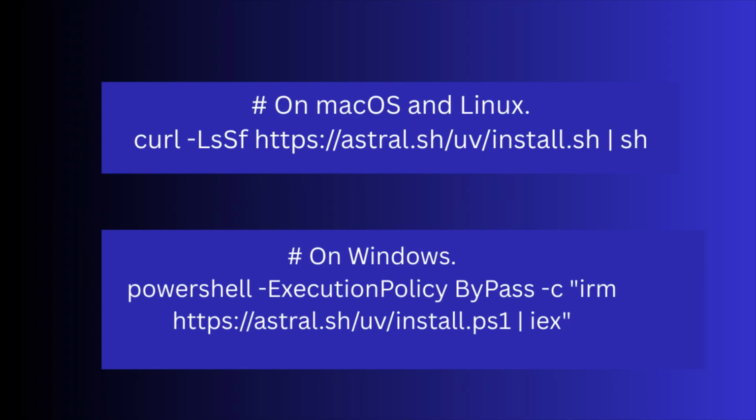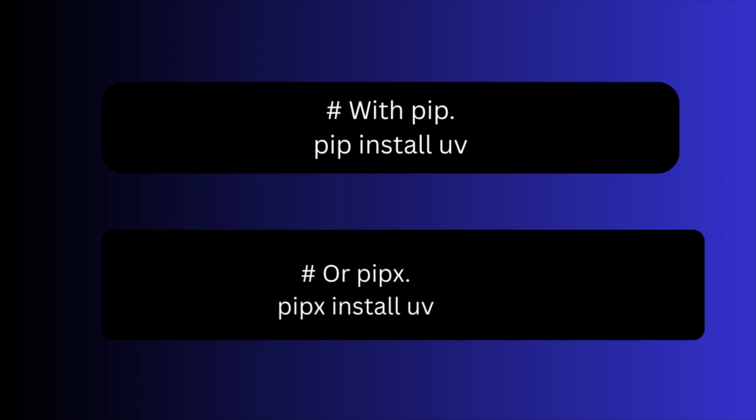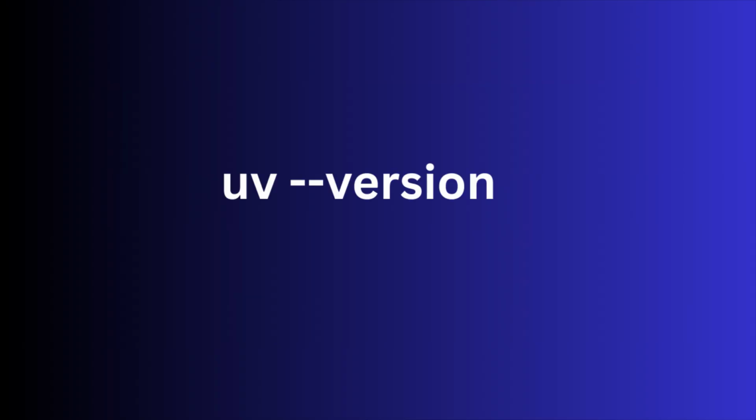To install UV on Mac and Linux, you can use the curl command, and for Windows you can use a PowerShell command. We can also use the pip or pipx command to install UV. pip install uv may be the easiest installation method. Once you install UV, use uv version to check the version of UV.